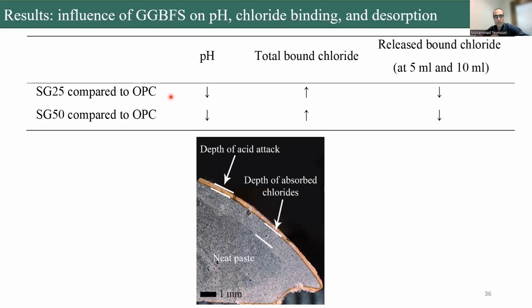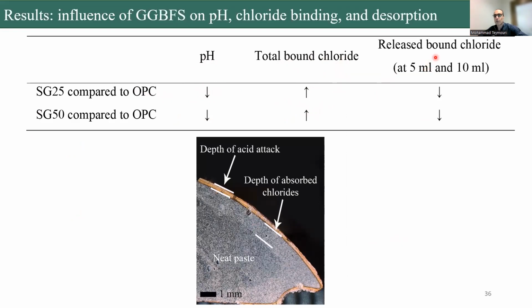So using supplementary cementitious materials is a little bit risky, because they consume CSH, and the buffering capacity, or the pH of the system, drops a little bit. But when it comes to chloride binding, which is a favorable phenomenon, we can see that the incorporation of slag improved that.